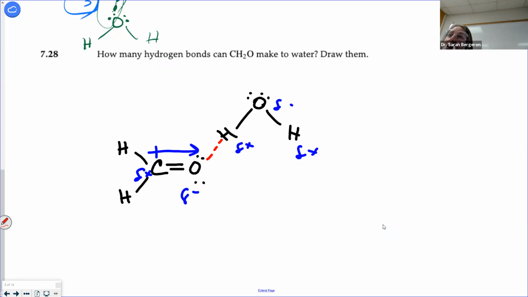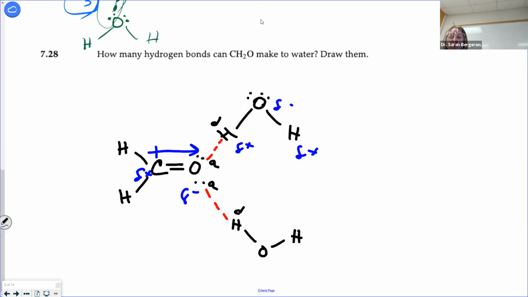Where else can it occur? Now, here's the thing to remember. Everywhere where you have a lone pair, you can accept a hydrogen bond. So how many lone pairs are on that oxygen? Two. So I can make another hydrogen bond with another water molecule, right? So this oxygen functions as an acceptor. Here's another acceptor. And then this hydrogen is a donor. This hydrogen is a donor.